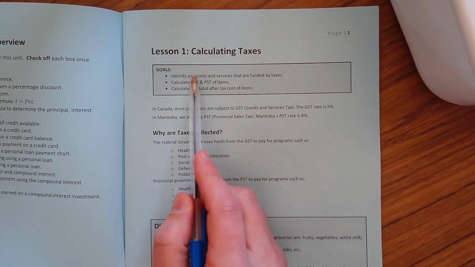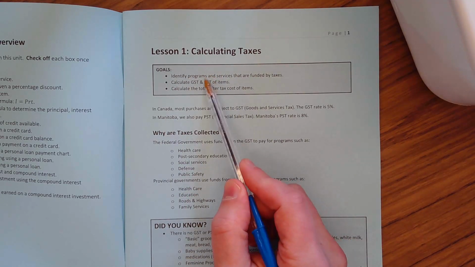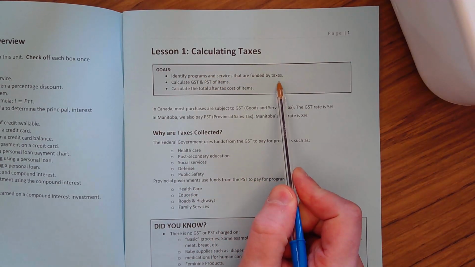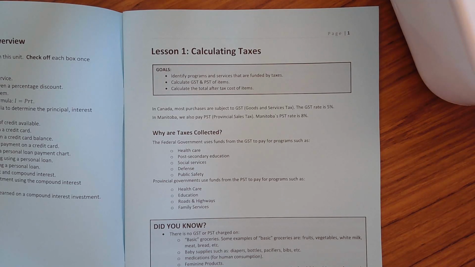So the first thing is identifying programs and services funded by taxes. Does anybody have any idea what taxes pay for? Yeah, so street repairs. Defense, health. Defense, you're right, like national defense spending. School, right? Education. Education's a big expensive one. Anybody know what the most expensive thing taxes pay for? Healthcare, yeah, healthcare is very expensive.